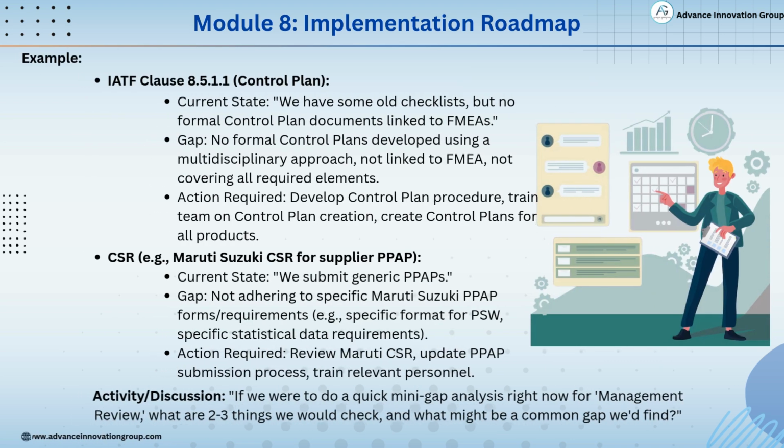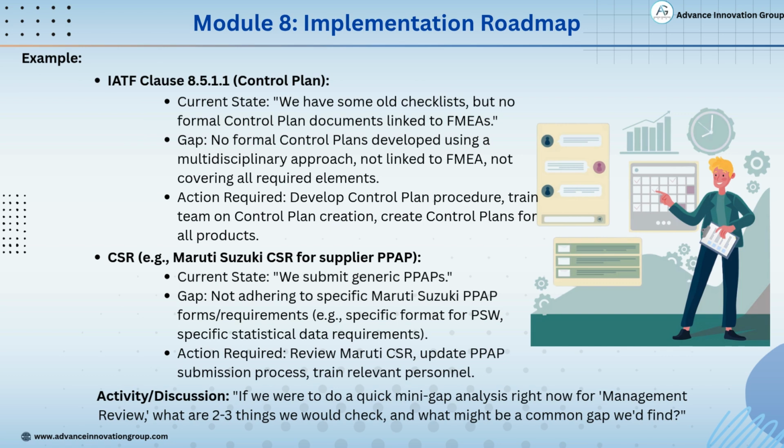Let's look at a couple of real examples to better understand how to identify and address gaps. First example, IATF Clause 8.5.1.1, Control Plan. The current state says, we have some old checklists, but no formal control plan documents linked to FMEAs. The gap here is that there are no formal control plans developed using a proper multidisciplinary approach. They aren't linked to FMEAs and don't cover all necessary elements.